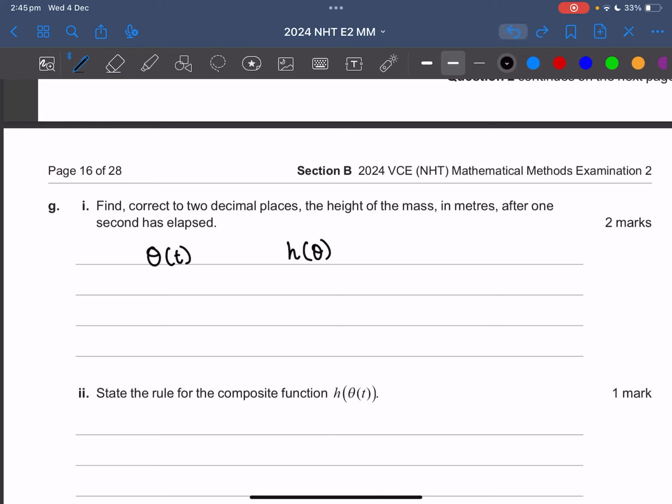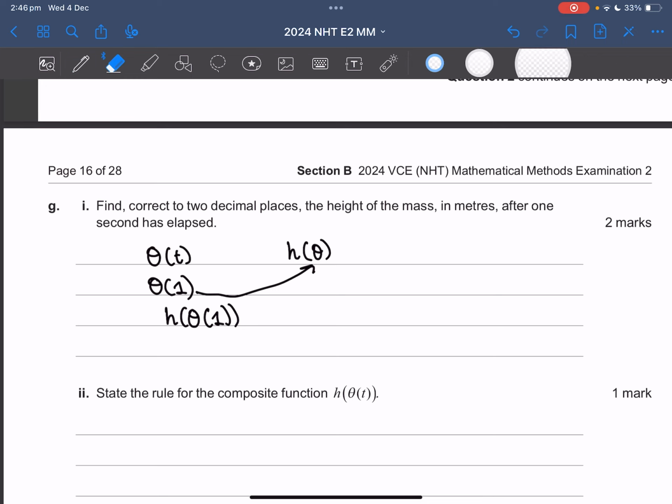So what we are basically finding is that first we have to find the theta at t equals 1. Once we have that theta, we have to input that value of theta in here to find the actual height. Or in other words, what we are basically finding is h of theta of 1. Does that make sense to you guys?